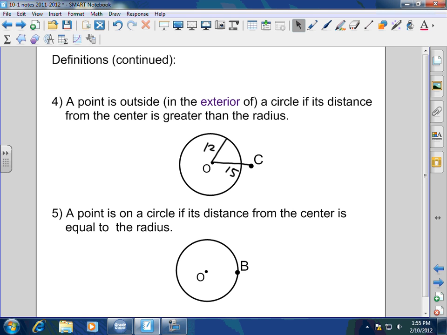And then of course, a point is on the circle if the distance from that point to the center is equal to the radius. Then it is a radius. Okay? Does that make sense, gentlemen? Okay. So we have the points interior, exterior, and on the circle. All of them very important.